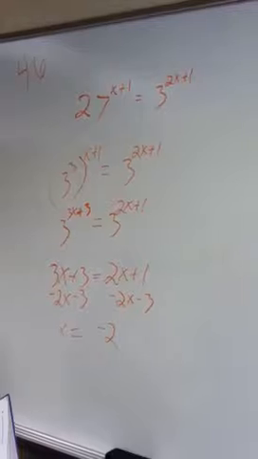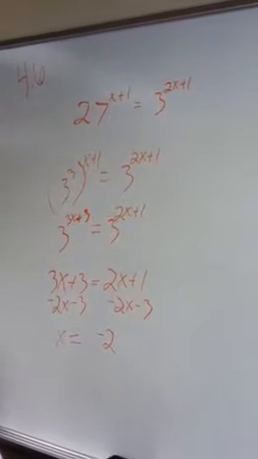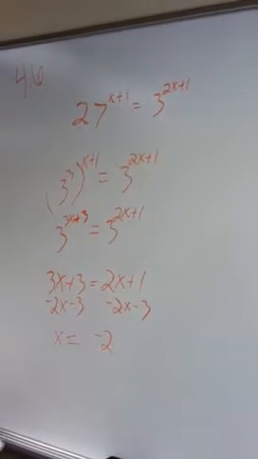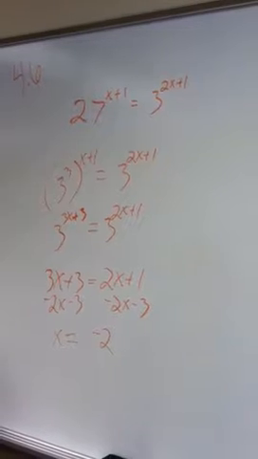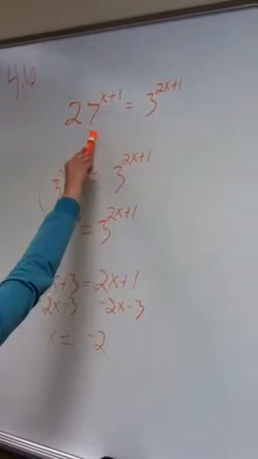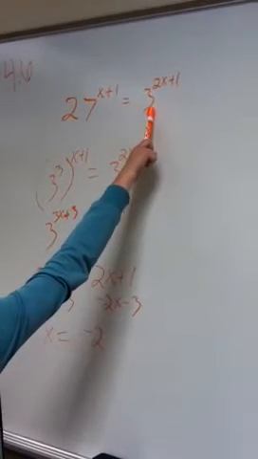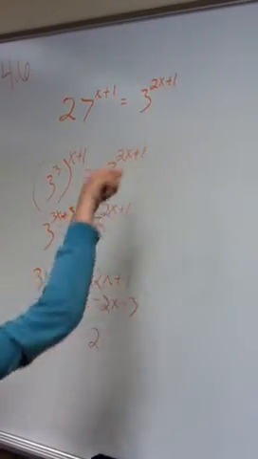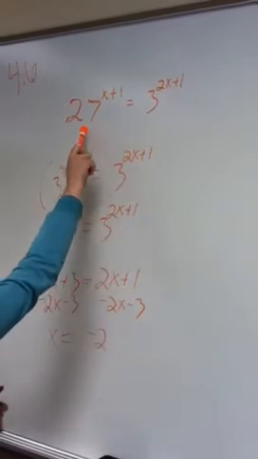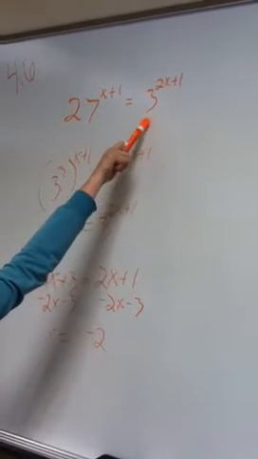Solving exponential equations using like bases. So here are a couple of examples. The problem that we start out with is 27^(x+1) equals 3^(2x+1). So first we need to break up this 27 so we can get a like base.